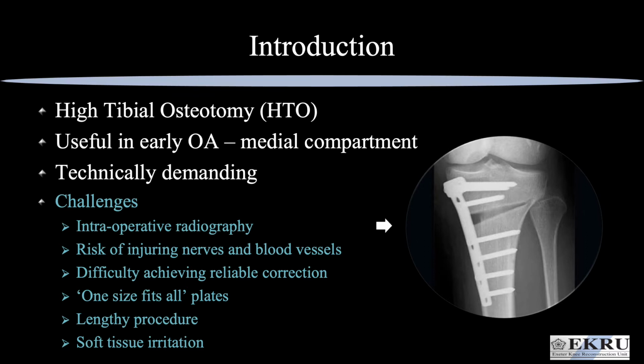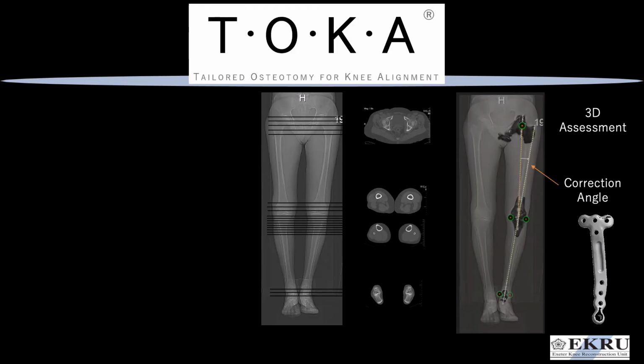Challenges include the need for intraoperative imaging, reliability of correction, procedure lengths, and soft tissue irritation. A new system has been developed by a team of Bath engineers to address these challenges. It is named Toka, which stands for Tailored Osteotomy Knee Alignment.